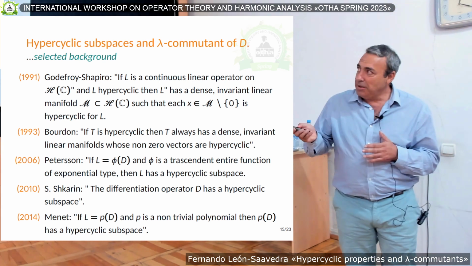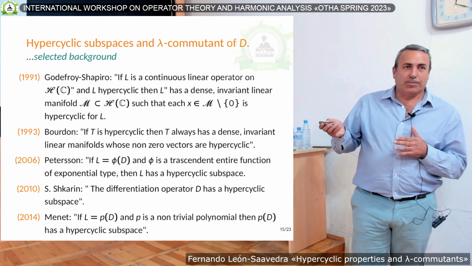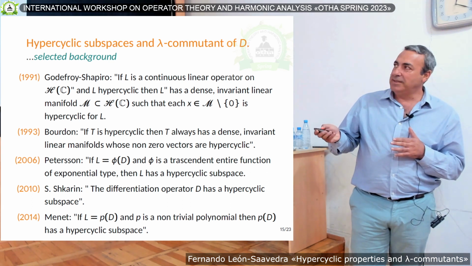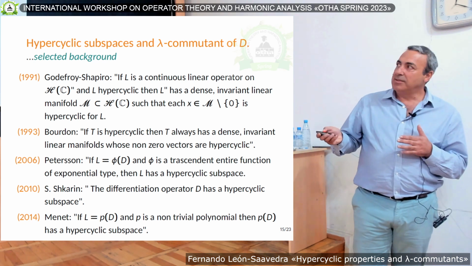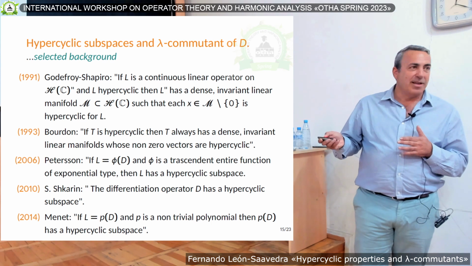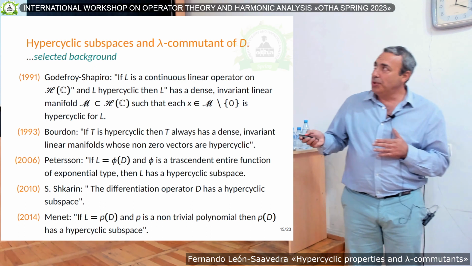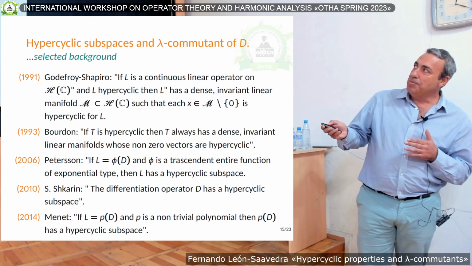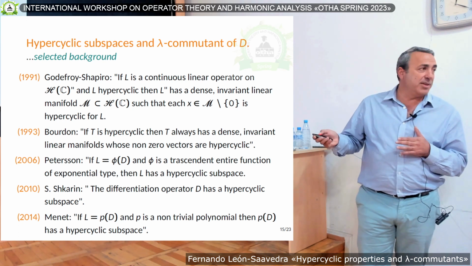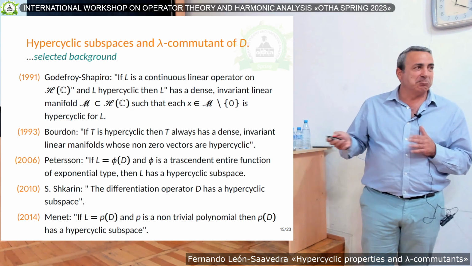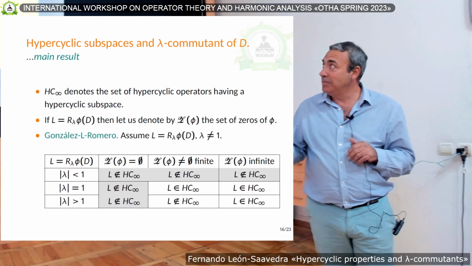In this sense, we found in the literature these three results: Peterson, Scarin, and Menert. It is the so-called Peterson, Scarin, and Menert result. These three mathematicians proved that any element that commutes with the differentiation operator has a hypercyclic subspace. Well, this is the selected background.